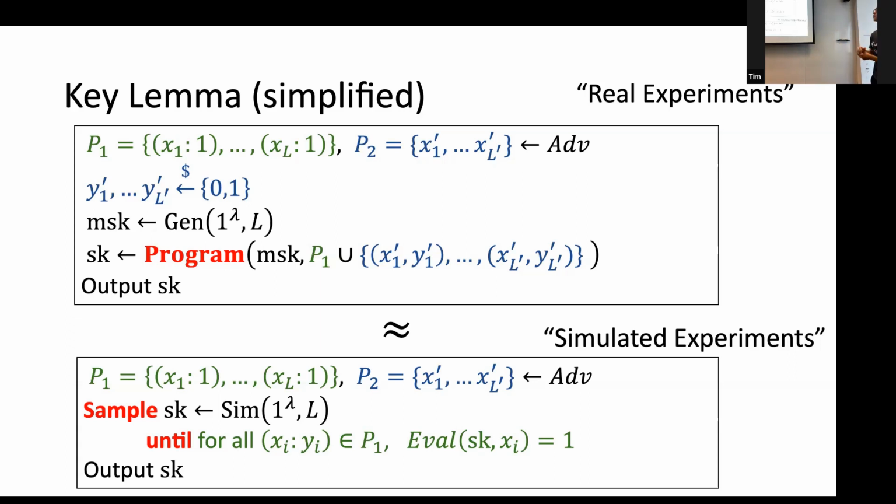In the simulated experiment, instead of doing programming, we have a simulation algorithm that can generate a key, and we keep doing rejection sampling. Each time you run the sampling, you get a new key, and you simply take the key and check all those program points. If you're lucky and in some sampling all the program points are satisfied, then we output the key. The first one is the real experiment, the second one is the simulated experiment, and in our paper we show that these two experiments are computationally indistinguishable.